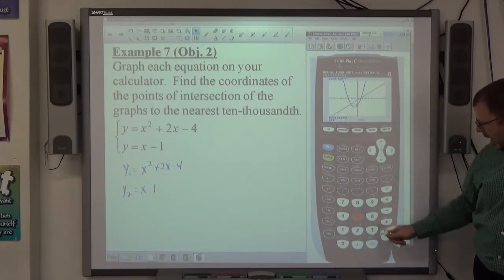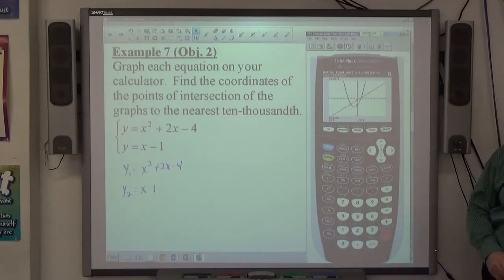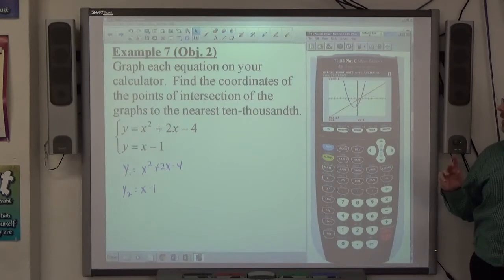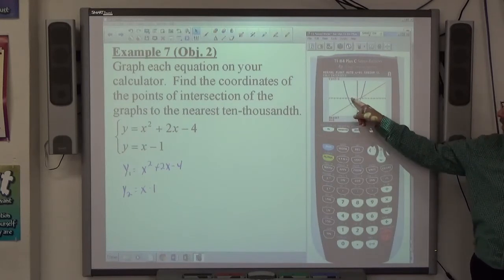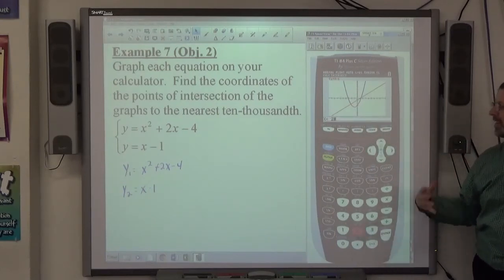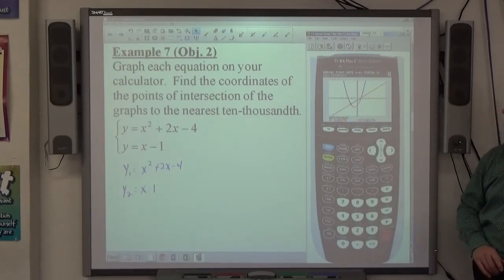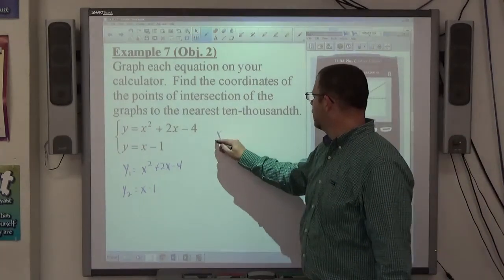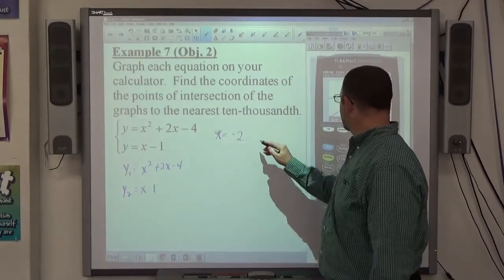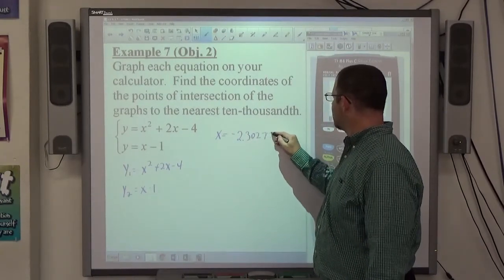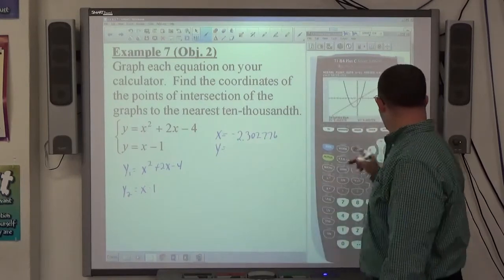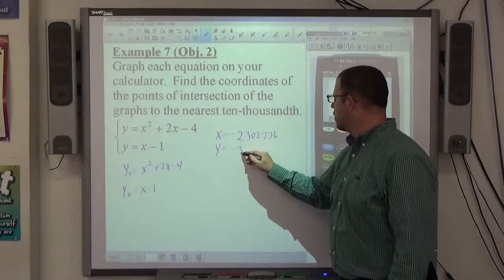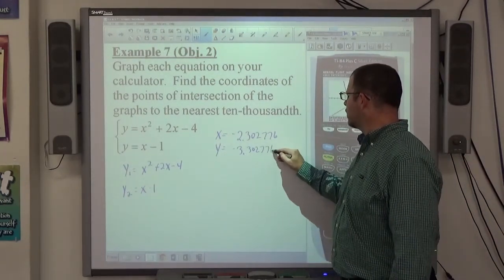First curve is blue, enter. Second curve is red, enter. It doesn't matter where I'm at on the curves, when I hit enter on those, just hit enter. The third thing, though, it wants a guess. I want to find this answer, which is close to negative 2 by my vision, so I'm going to guess negative 2, near that point of intersection. It should find me that point of intersection, which it did. So I'm getting x equals negative 2.302776, and y equals negative 3.302776. That's one point of intersection.